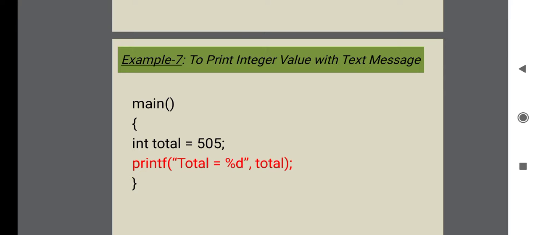What we have written within double quotes will be printed on the monitor except format specifiers and escape sequences. In place of format specifiers, the corresponding value of the variable will be printed. What is the variable here? Total. What is the value of total? 505. So on the monitor the output will be total is equals to 505. In place of the format specifier, the corresponding variable value will be printed. Okay, this point is very, very important, so please keep it in your mind.